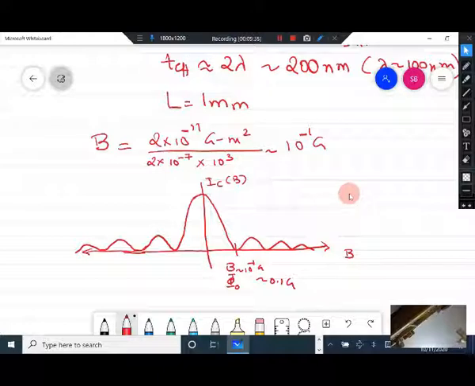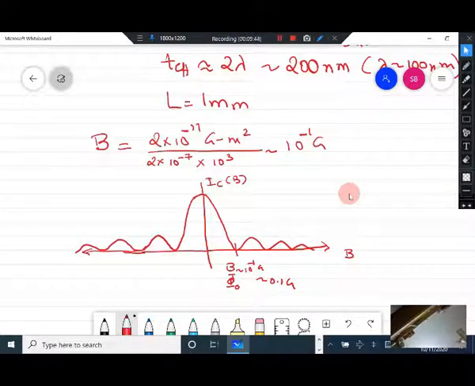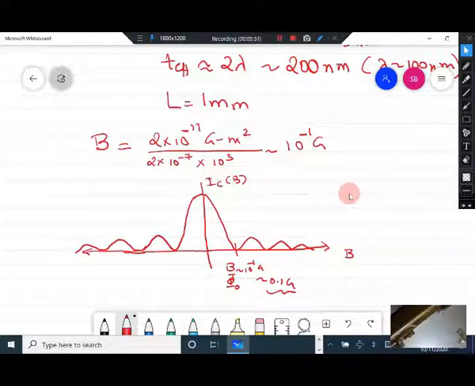Because you will see a first minima appear at about 0.1 Gauss, then about 0.2 Gauss you will have the second minima, 0.3 Gauss. So you can detect changes in magnetic flux which are of the order of just 0.1 Gauss. This is not a great deal of improvement, but suppose you want a much further improvement in detection of magnetic flux, then you need something else. And that something else is provided by the SQUID loop, which we will discuss next.